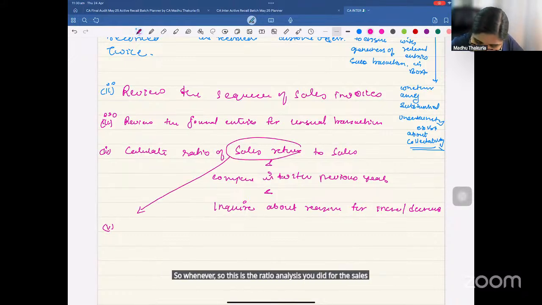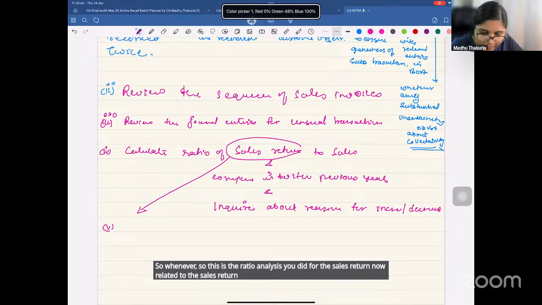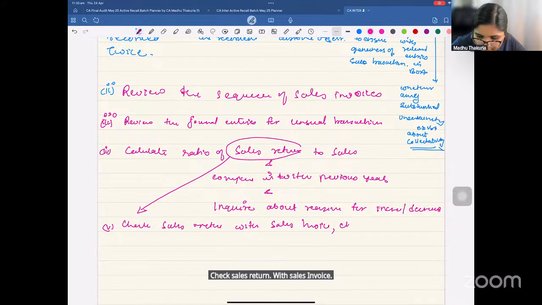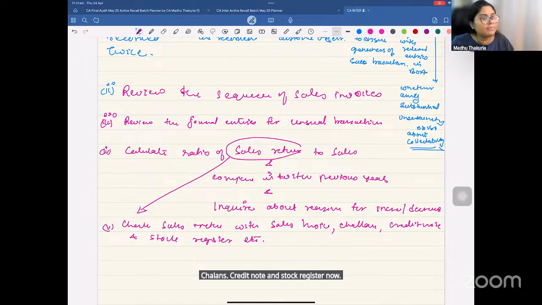Now related to the sales return, check sales return with sales invoice, challans, credit note, and stock register. Now, Priyanka, can you tell me why are we seeing the stock register in case of sales return?